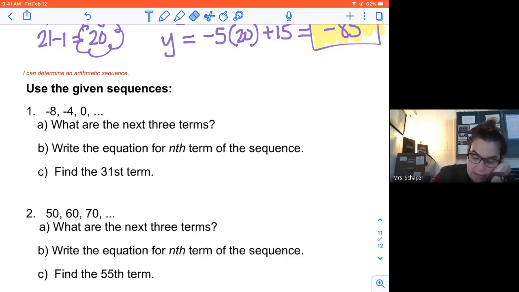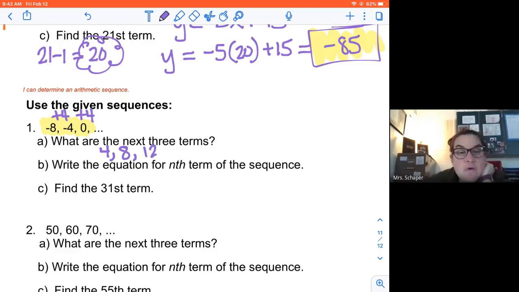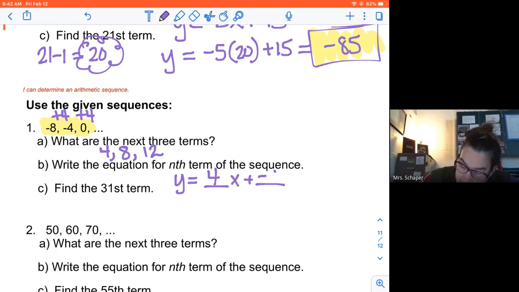I've got my sequence. It looks like I'm going up by 4. So I'm adding 4 each time. So the next 3 terms are going to be 0 plus 4 is 4, plus 4 is 8, plus 4 is 12. Okay. Write the equation for the nth term. So I'm going to use my slope-intercept form. Right? My slope is my rate of change. I go up by 4 every time. And I begin at -8. So that's my equation.